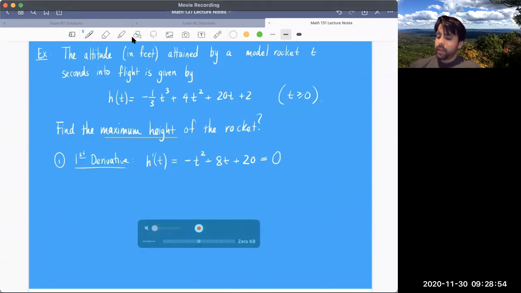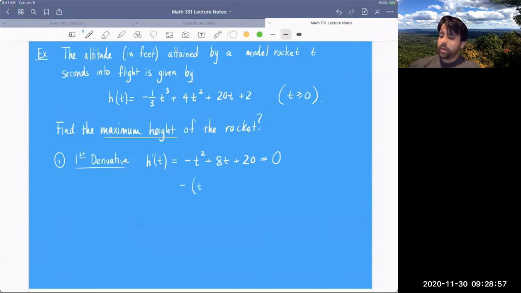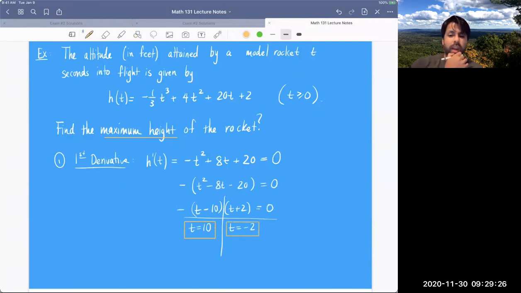Yeah, so I can factor out the negative and I get t squared minus 8t minus 20 equals 0. And then I get (t minus 10)(t plus 2) equals 0. And I get t equals negative 2, t equals 10. These are my critical numbers, correct? Okay. But which one of these do I include? Do I need both?